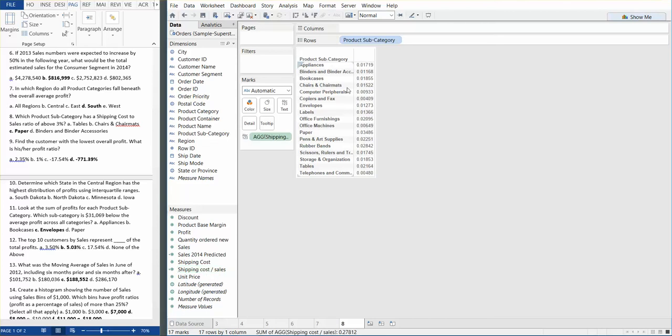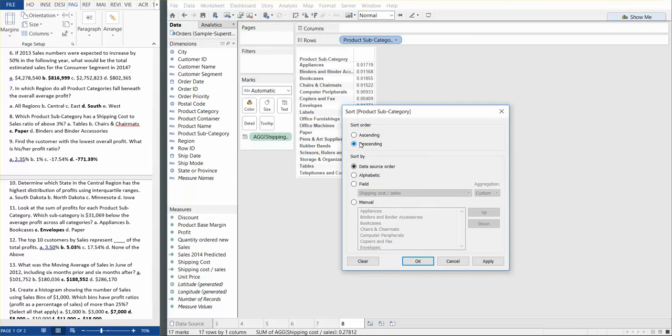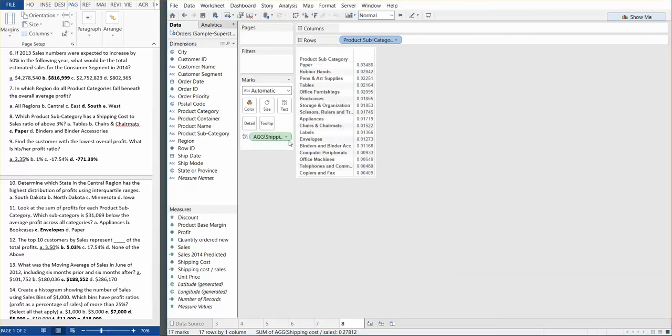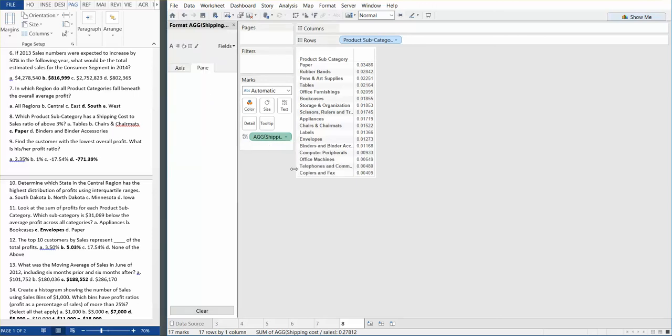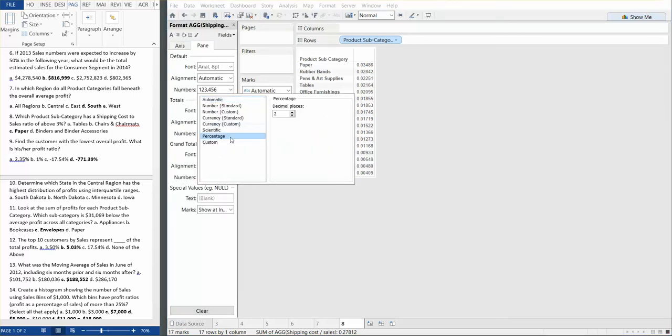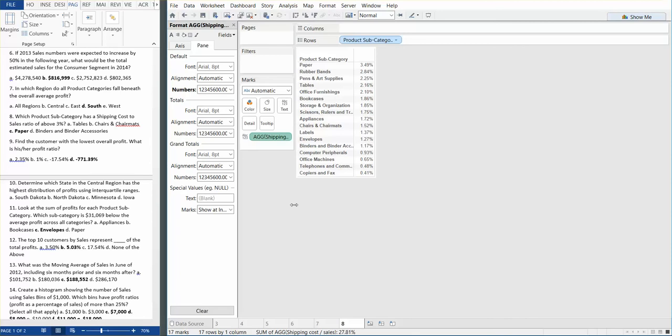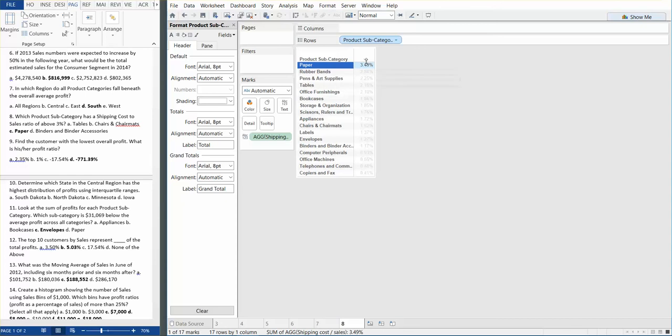So one thing we want to do is sort our product subcategories by our shipping cost, and we can also format our shipping cost to make it a percentage. And let's quickly go back to that question. Which product subcategory has a shipping cost to sales ratio of above 3%? Now if we take a look here, the only product subcategory that has above 3% is paper, which has 3.49%. So that gives us the answer to question number 8.